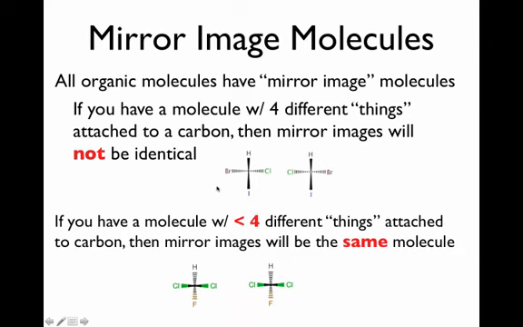So the way that you have to make a stereoisomer with an organic molecule is that you have to have at least 1 carbon atom with 4 different things attached to that carbon atom. If you have that, then your molecule will have mirror images that are not identical to the original molecule. And in the next section, I am going to talk about why we're spending so much time on these stereoisomers, or these mirror image molecules.